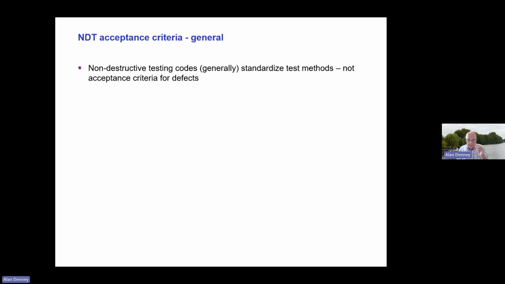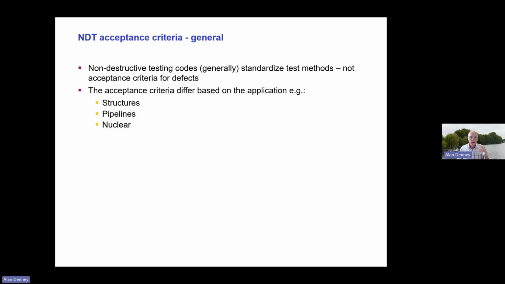What I mean is, most testing standards or codes don't state the acceptance criteria for the defects. They are methods. Standardize the method, standardize the calibration and the procedure. The acceptance criteria differ based on the application, and there is a wealth of codes for welded structures, for pipelines, for nuclear applications, for pressure vessels, and so on, which you as welding engineers may have come across.